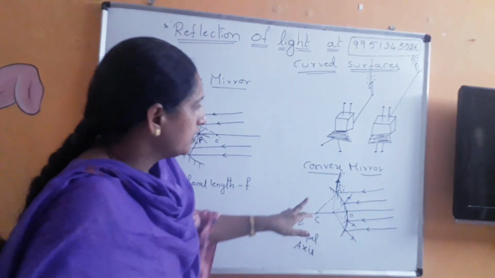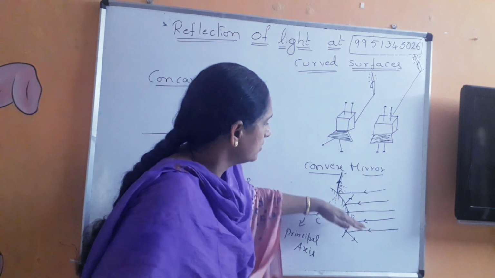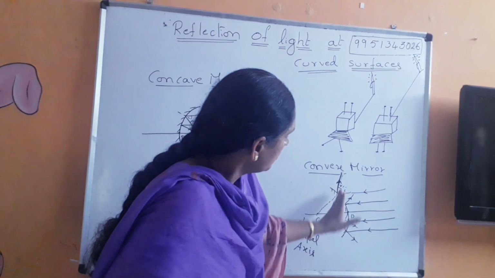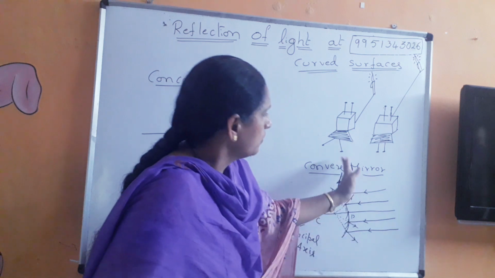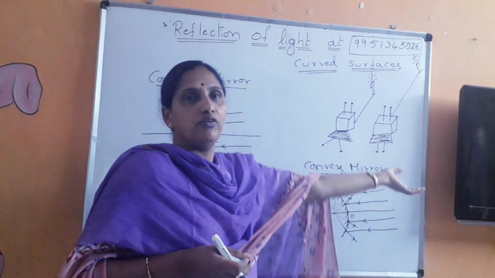So what is happening here? At this point, the ray is going here, it is going here, and this is going here, and this is going here. You can see that all the rays are getting diverged away. There is no point that they go and converge at a point and form an image.